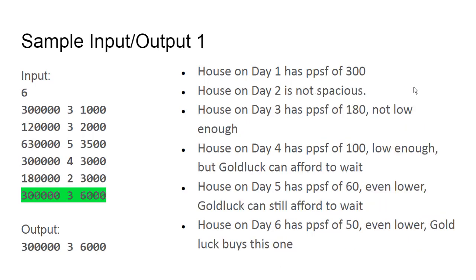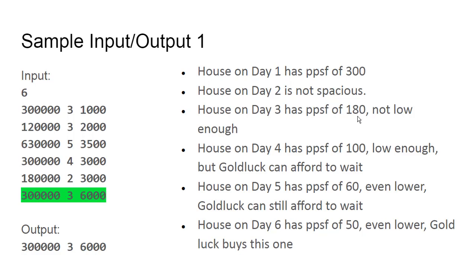Let's look at the second example. So again, we have 6 houses. The first house is not spacious, but it has a PPSF of 300. And this 300, we still use as the max. So seeing that, we know any spacious house that's less than or equal to 150 PPSF will be a good deal. On day 2, the house is not spacious. On day 3, the house is spacious, but has a PPSF of 180, so this is not low enough.